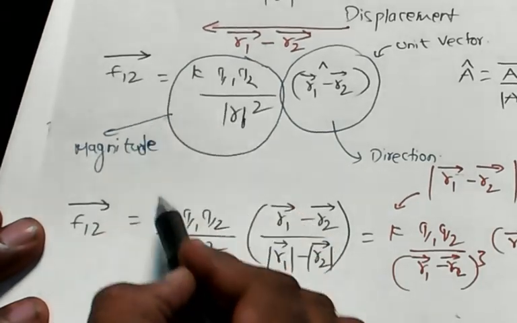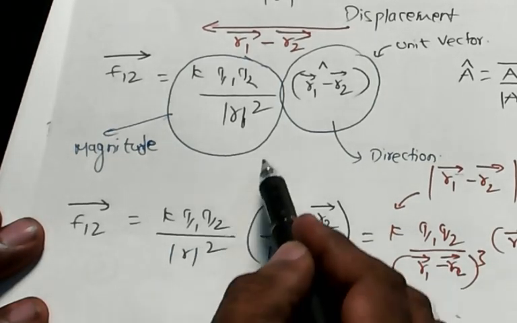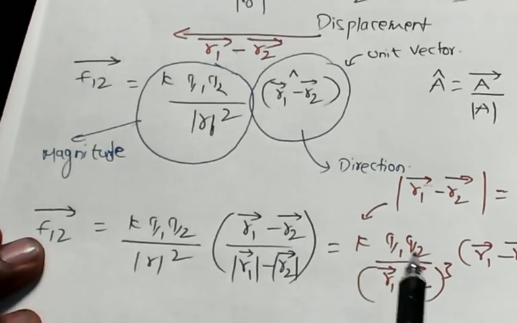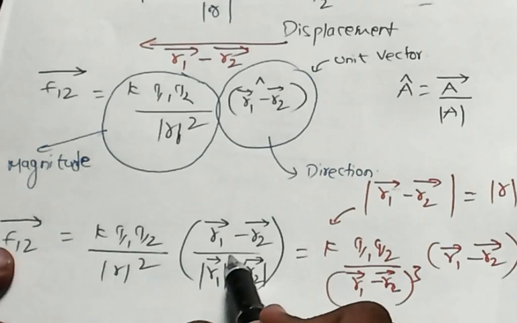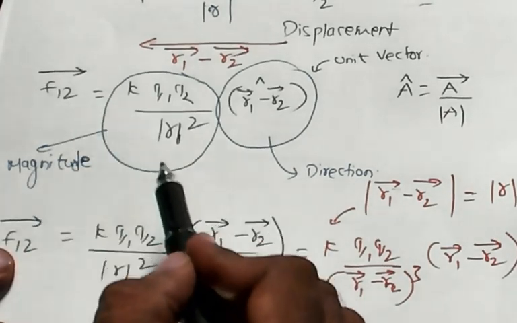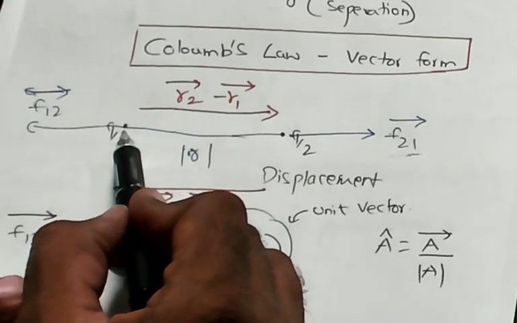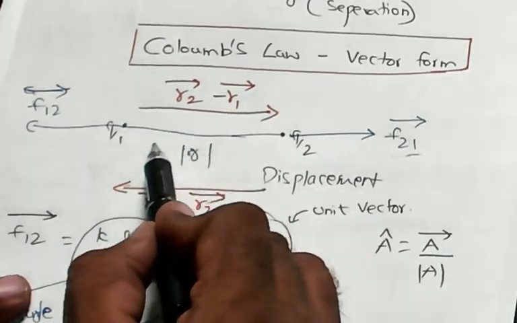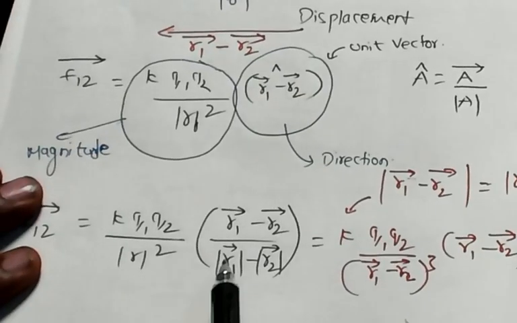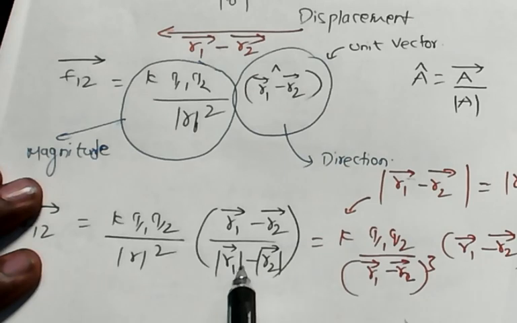Now the vector F12 is equal to K Q1 Q2 by R modulus square, same as it is. Now you represent this as a vector. How will you represent this as a unit vector? R1 minus R2. The direction is what? For the F12, the direction is R1 minus R2. F12 कैसे जा रहे हैं? ऐसे जा रहे हैं. So final displacement is R1. Initial displacement is R2. इसलिए the displacement between Q1 and Q2 is being defined as R1 minus R2 vectorially represented, divided by R1 modulus minus R2 modulus, is what you should remember.